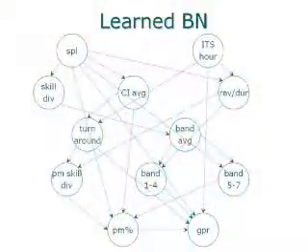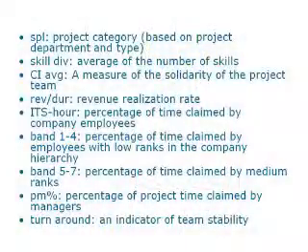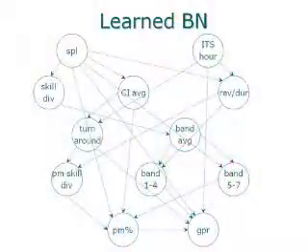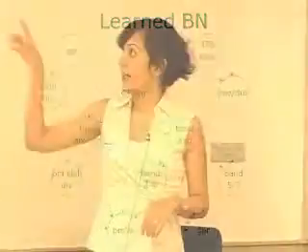Okay, so we added this background knowledge and we got this Bayesian network. This is the thing that we get. So I'm going to explain a little bit about the nodes. These are the nodes. This GPR is the gross profit ratio. The SPL is the project type. It's based on the department, the type of the project. They have 10 different project types. That's a discrete variable.